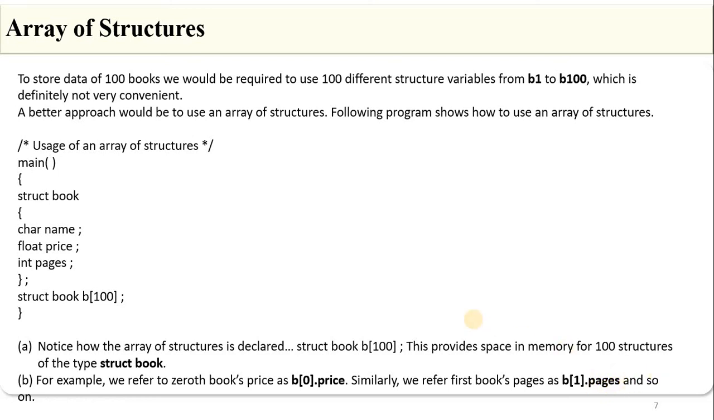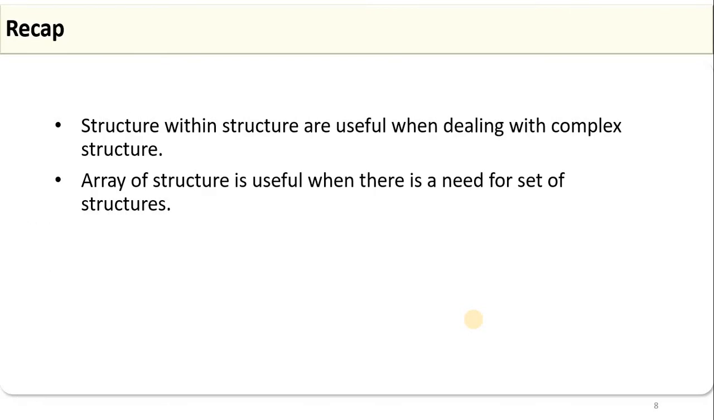Hope it's clear. Just a recap. Structure within structures are useful when dealing with complex structures. Array of structures is useful when there is a need for a set of structures, like 100 structures I want, or 150 I want, like that. In those scenarios it will be useful.